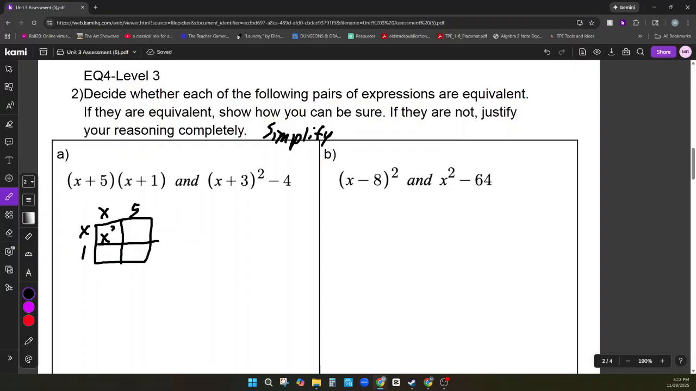X times x gives me x squared, 5x, 1x, and 5. This gives me x squared plus 5x plus 1x plus 5, then giving me x squared plus 6x plus 5. And from this point, I can simplify no further. So if I'm done with my left side, let's look at my right side.